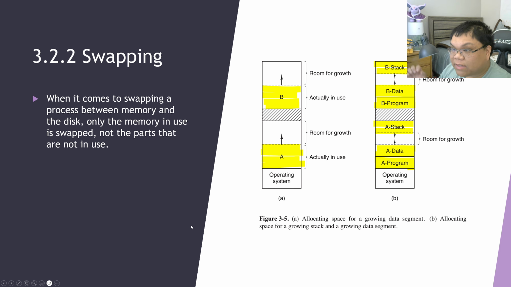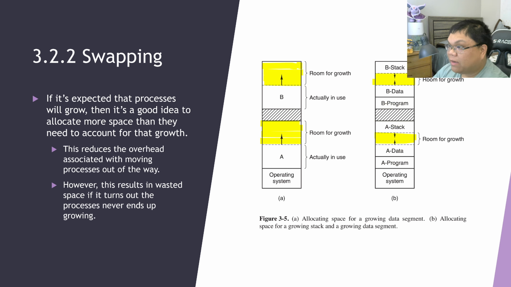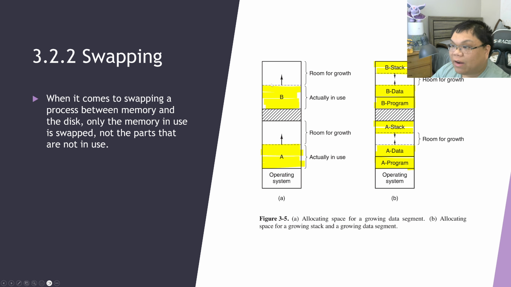When it comes to swapping a process between memory and the disk, only the parts of memory that are in use are swapped. We don't swap the parts of memory that are not in use. So it would be inefficient to include this shaded yellow area here when we do our swapping. No. We only swap this part.